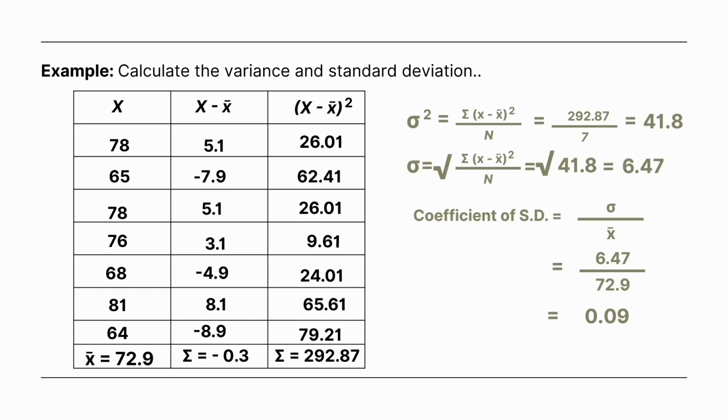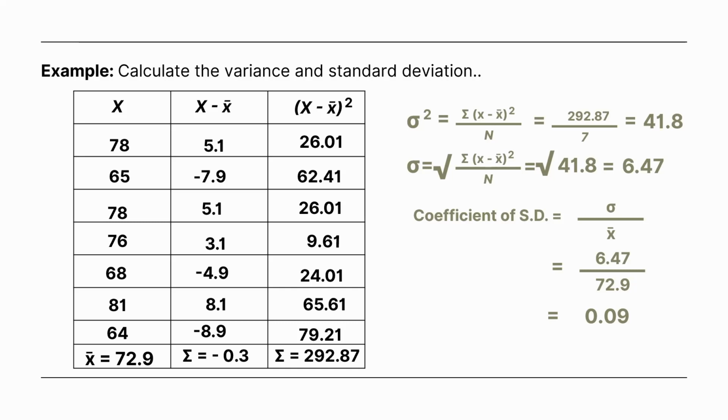The variance is calculated by dividing the total value of the square deviation of the scores from the mean by the total number of values in the data set. So 292.87 divided by 7 is 41.8, and getting the square root of this value will give us the value for our standard deviation. Then the square root of 41.8 is 6.47.